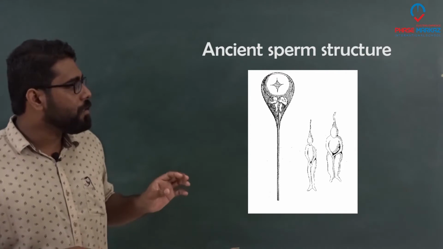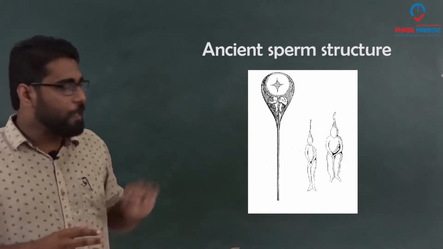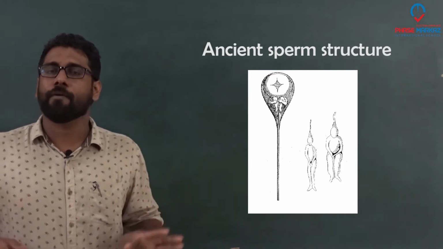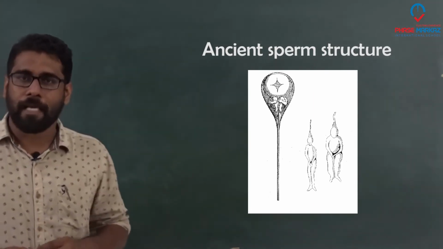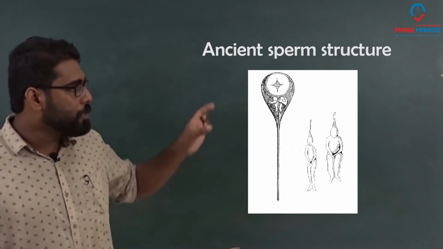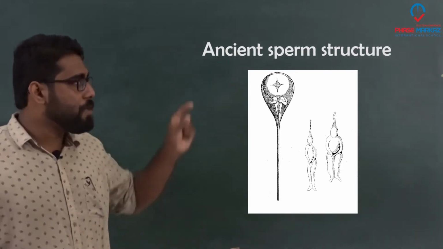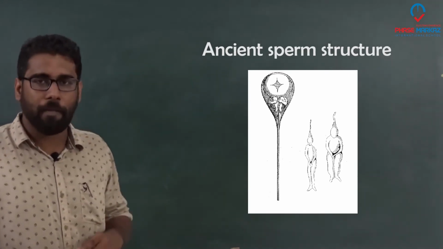Aristotle demonstrated the structure in front of his pupils in that era. He explained that this is what a sperm structure is, and it includes a miniature form of a baby. See that, the miniature form of a baby.